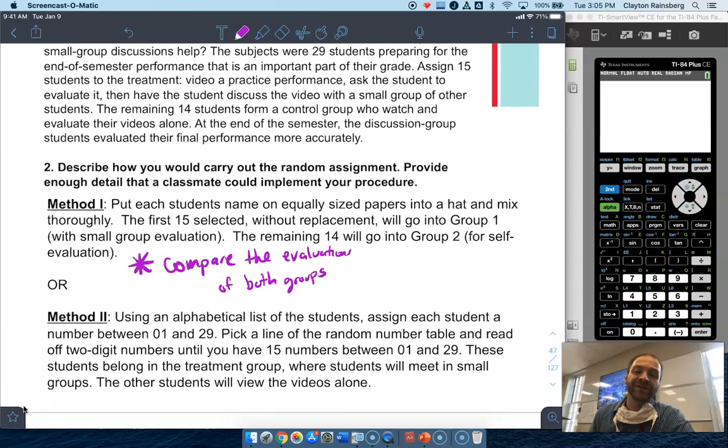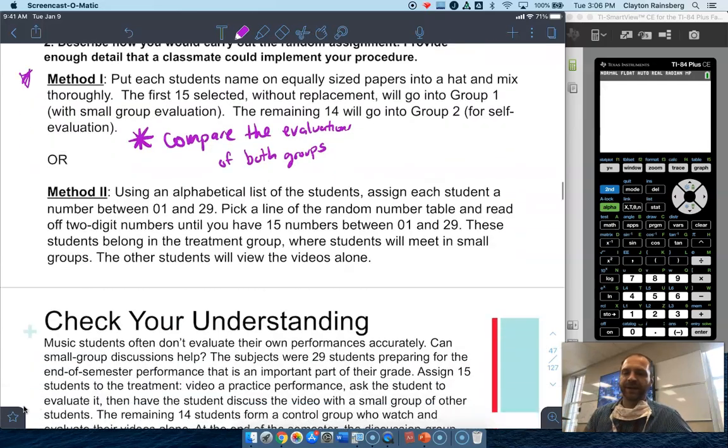The rest of the students are going to go into the other group where they watch the video alone. A lot harder to say than put the names of the students in the hat, mix thoroughly, no peeking, draw out one at a time without replacement. The first 15 go to group 1, the ones that remain in the hat go to group 2. Done. I prefer method 1 on it.